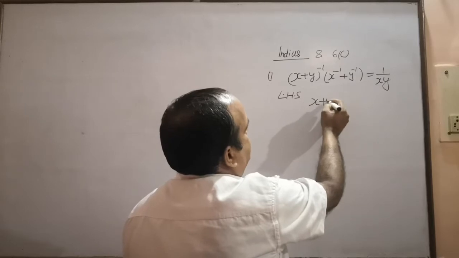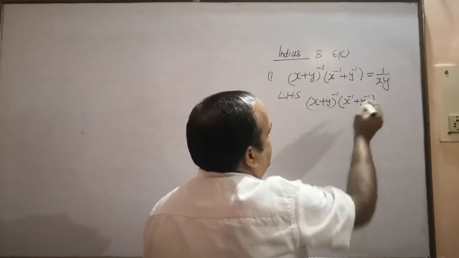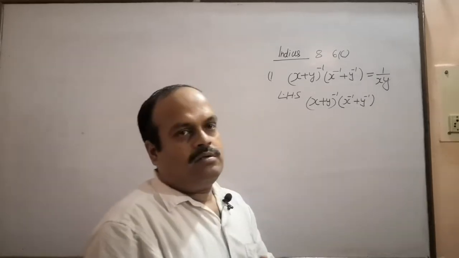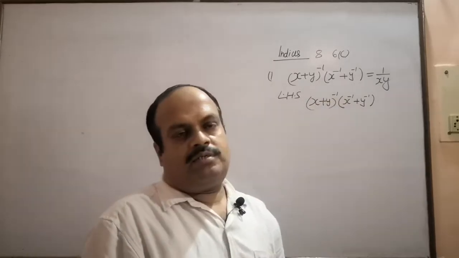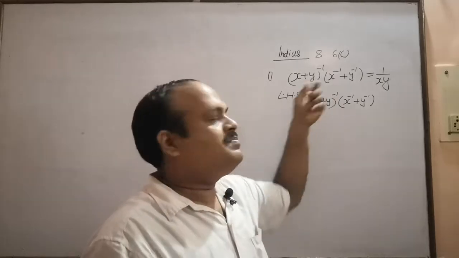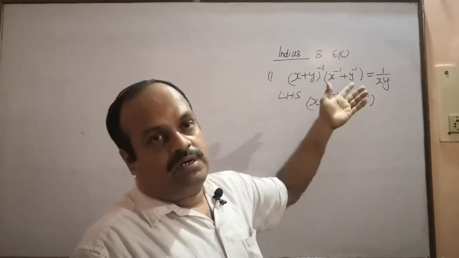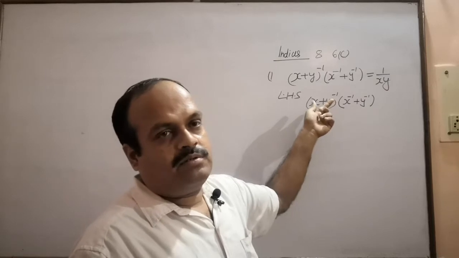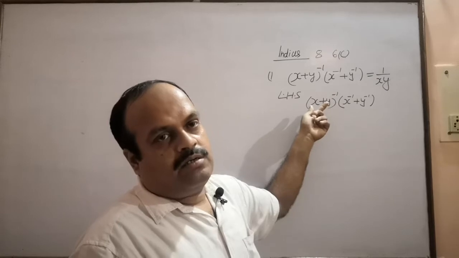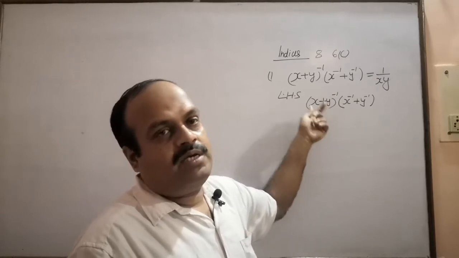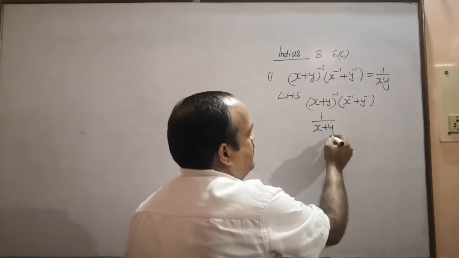Which is (x plus y) whole power minus 1 multiplied by (x to the power minus 1 plus y to the power minus 1). This term x plus y has its power minus 1. So to make the power minus 1 plus 1, we need to take the reciprocal of this base. Reciprocal of the base x plus y will be 1 upon x plus y. So we can write this as 1 upon x plus y.